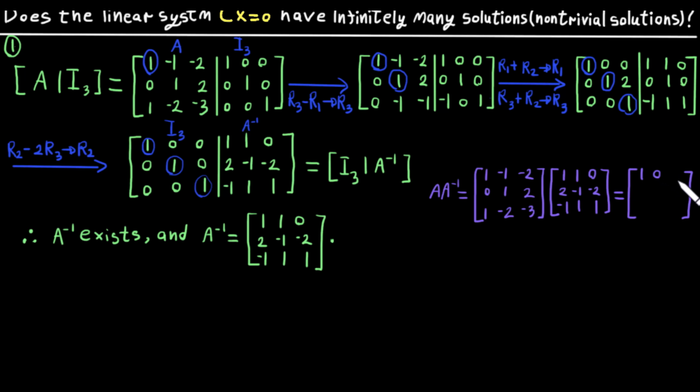To get this element here, we have to multiply this row by this column. 1 multiplied by 0, which is 0, plus -1 multiplied by -2, which is 2, plus -2 multiplied by 1, which is -2. So here you see 2 plus -2, here it will be 0, so 0 plus 0, it will be 0.